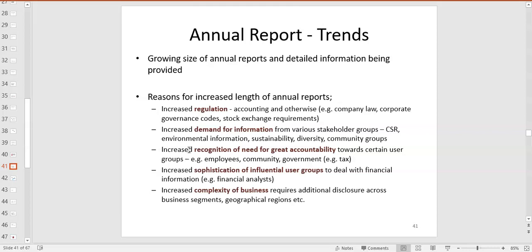There's more sophistication from user groups. So analysts now want more real-time information. They want more granular information because they have the analytical ability to analyze it. Another obvious reason why the annual reports are increasing is businesses are getting more complex. They're bigger businesses. They're more diversified. So they're bigger segments to explain, each one. They have more scope in terms of geographics. They're multinationals now.